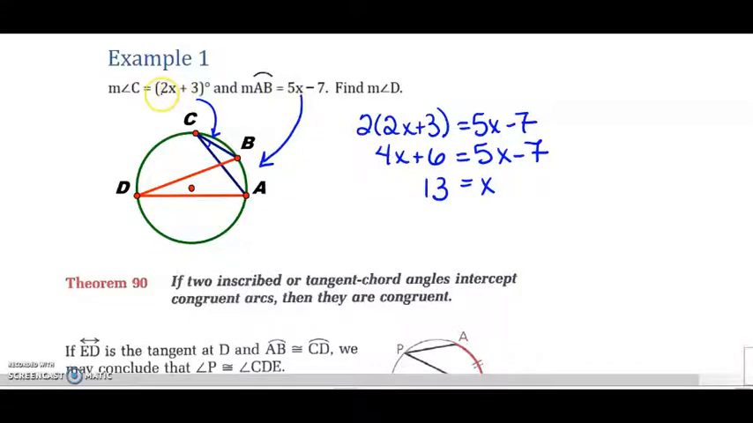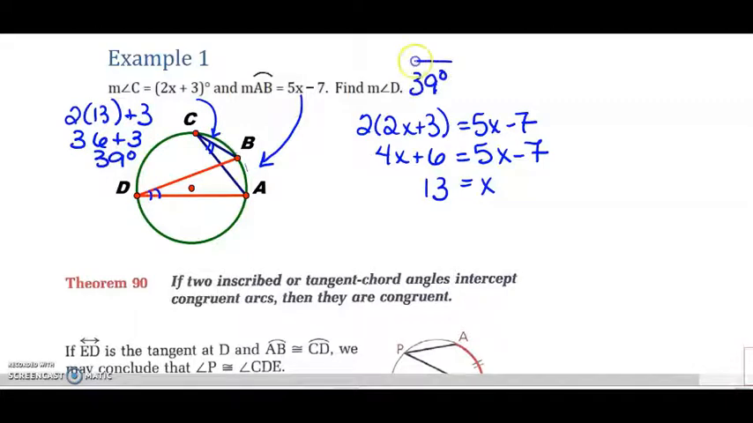So the measure of angle C is 2 times 13 plus 3. That's 26 plus 3, or 29. And we know that angle C has to be congruent to angle D because they form the same arc in the same circle. So the answer is 29 degrees.